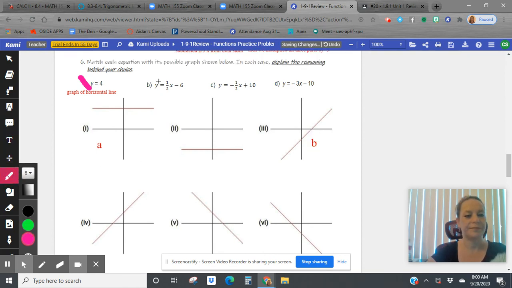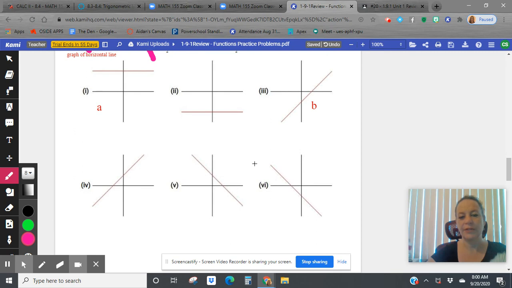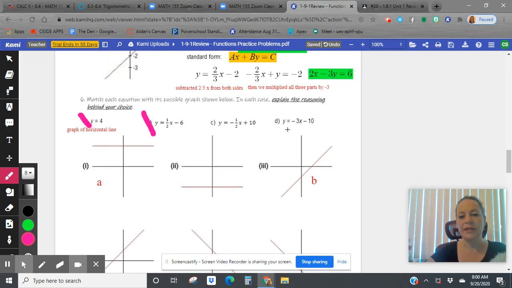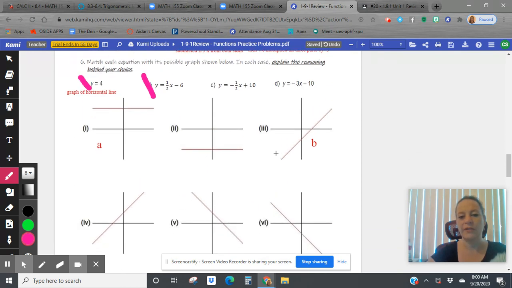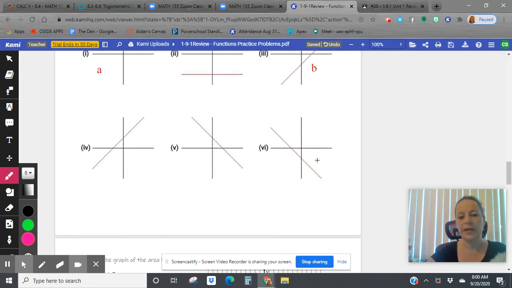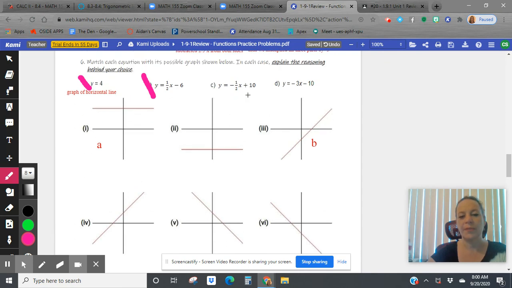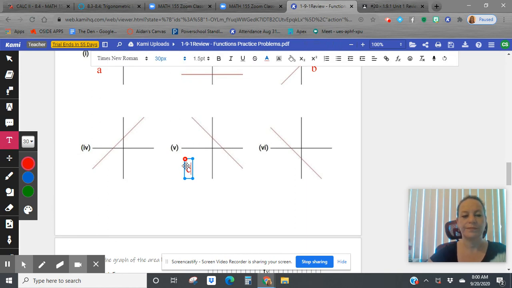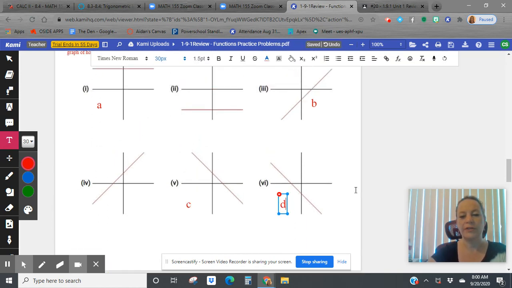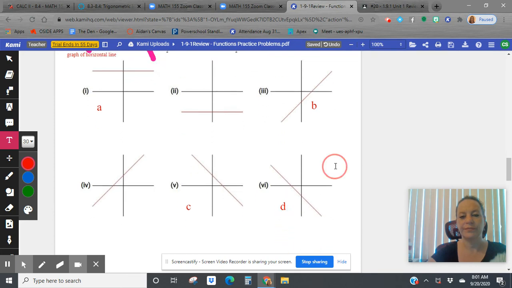All right, C graph has a negative slope and a positive y-intercept. Negative slope, negative slope. And then D graph has a negative slope and a negative y-intercept. Negative slope, negative y-intercept, positive y-intercept. So that leaves me with the positive y-intercept, C has to go here, and negative y-intercept goes here. And so here's graph A, here's graph B, here's graph C, here's graph D, and these two were just fake outs.